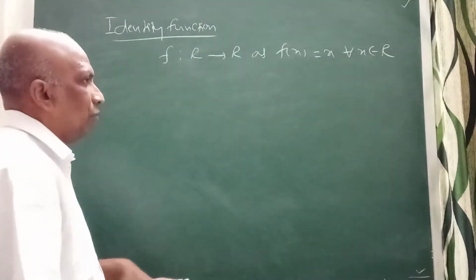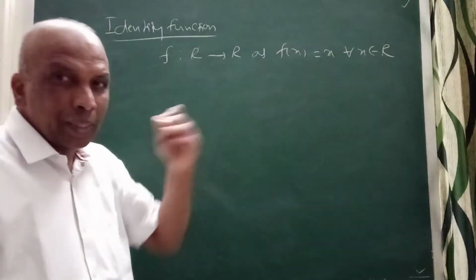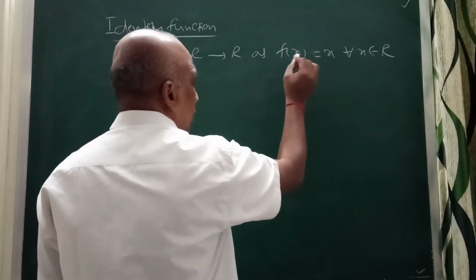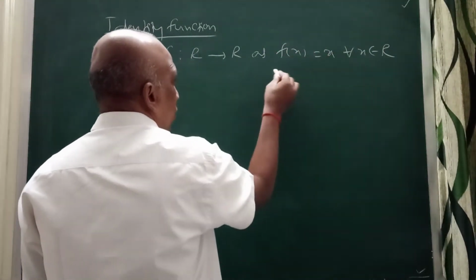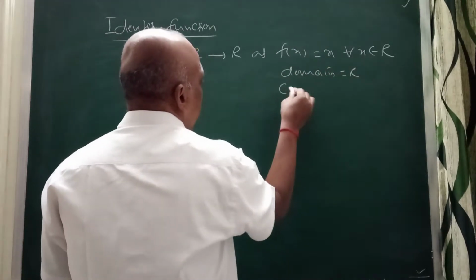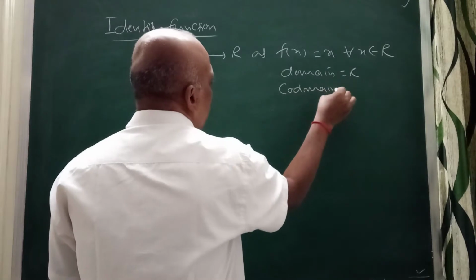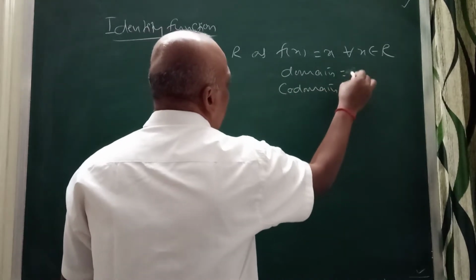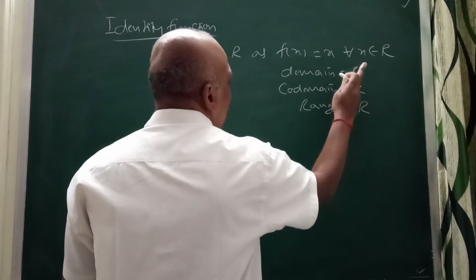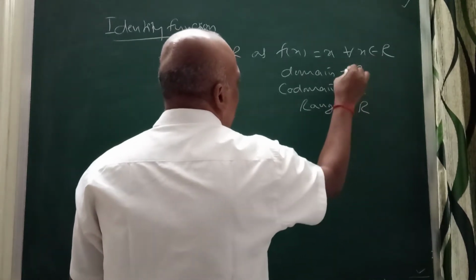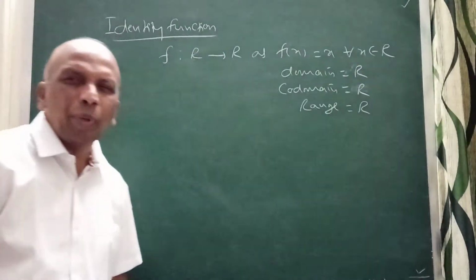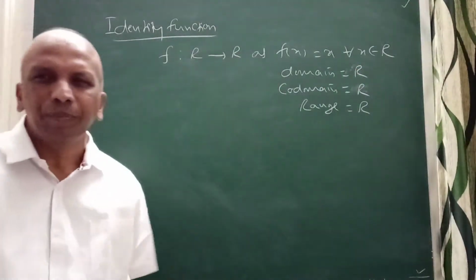So for example, you can see here, I am saying f of x is equal to x, an identity function. So that means domain is equal to R, codomain is equal to R. Range also R, same thing. Range is equal to R. Domain, codomain and range, all three are the same.